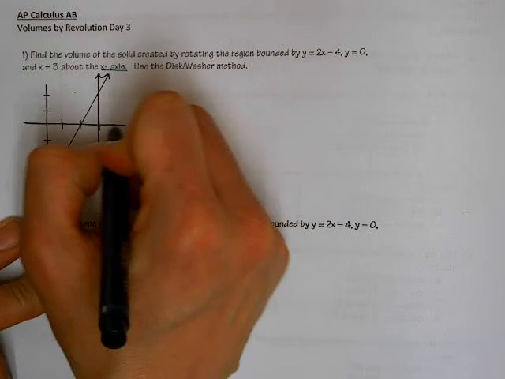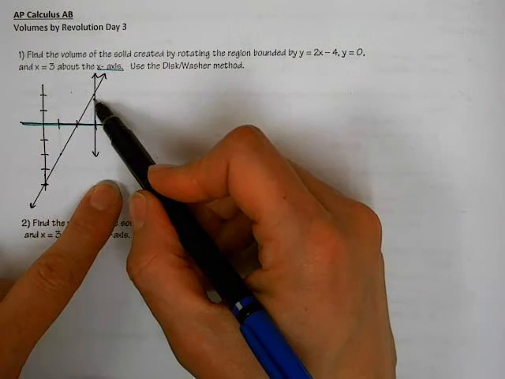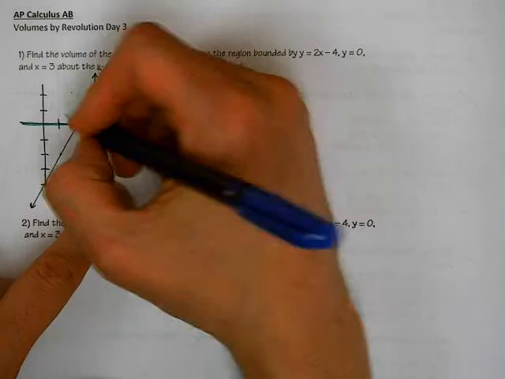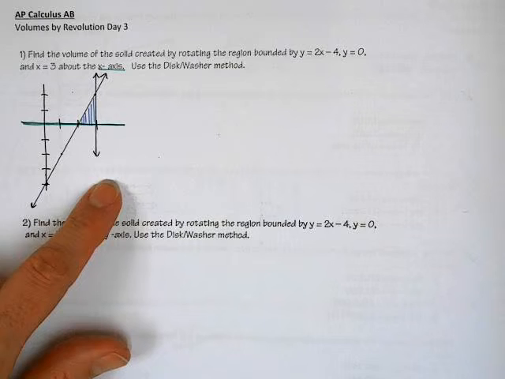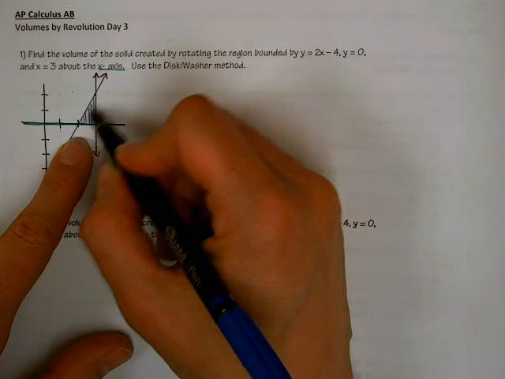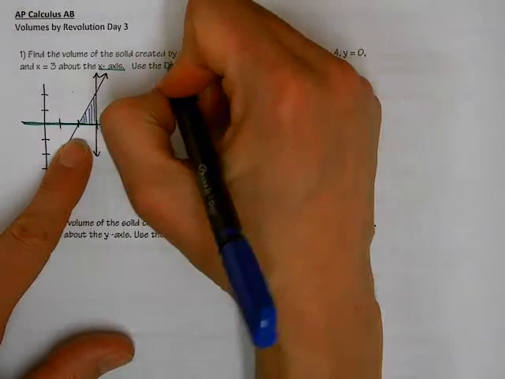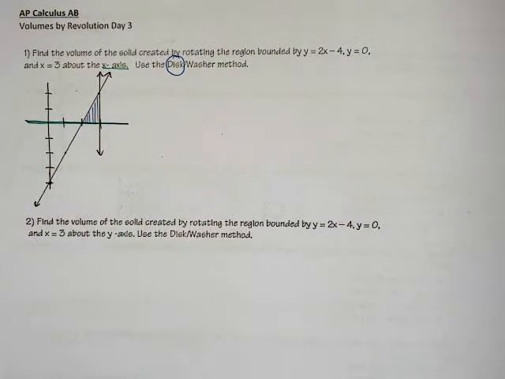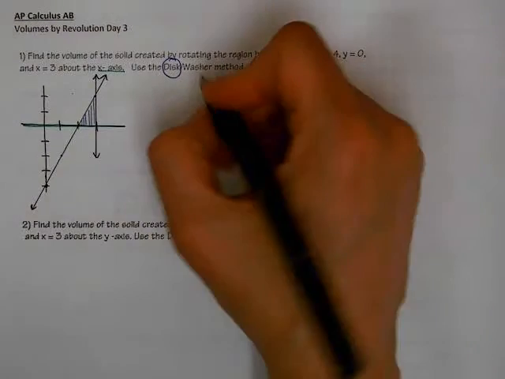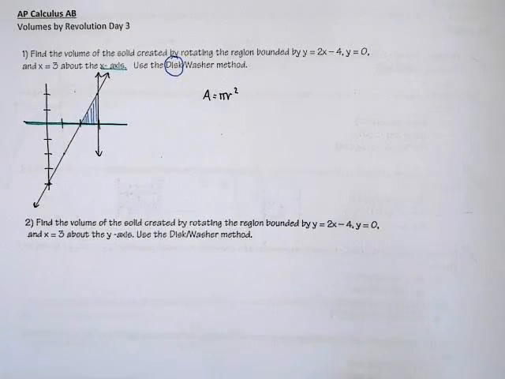So I'm going to highlight that here. My region, again, I'm going to double check. It's bounded by this line, y equals 0 and x equals 3. So it's this region. The first thing that jumps out at me here is there is no blank space between this region and my axis of revolution. So that tells me I'm going to have solid disks. I'm not going to have any holes here. So that means I only have one radius to be concerned with.